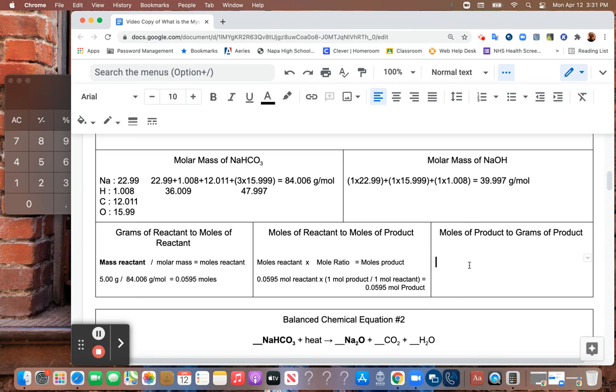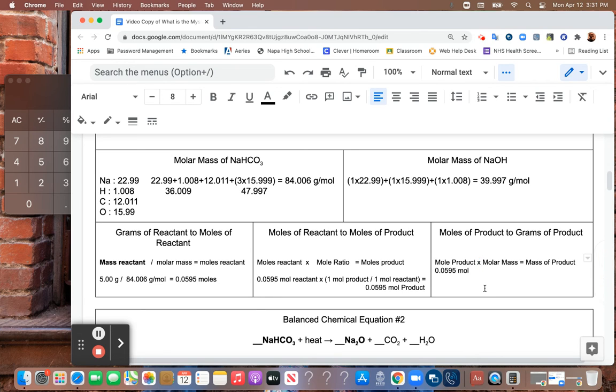Okay, and last step. Now that I have 0.0595 moles of my product, my question is, how do I get my grams of product? Well, take moles of product. Ooh, there we go. I'm going to do something with my molar mass, and that's going to give me my mass of product. The question is this: do I multiply or divide?